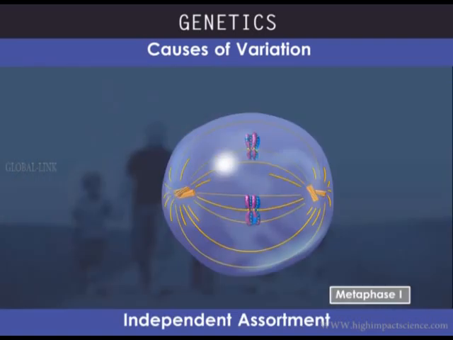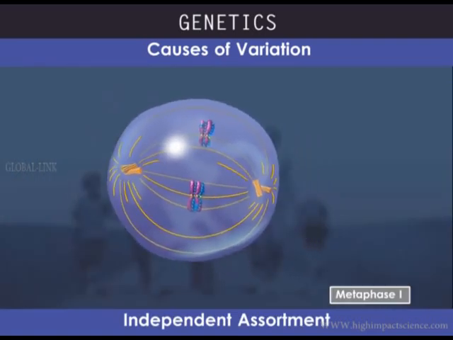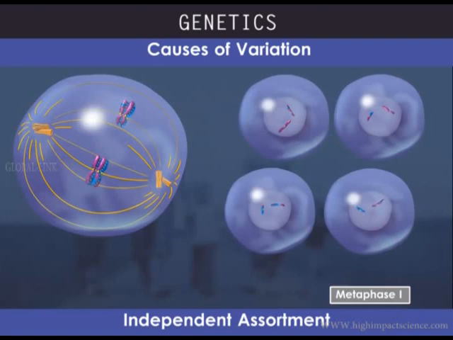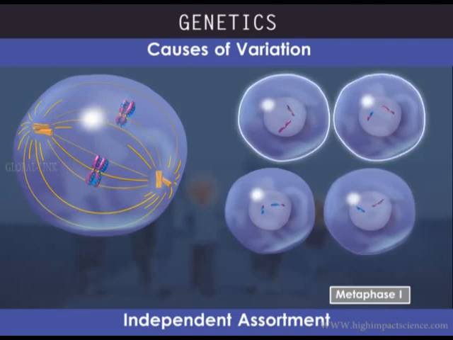In addition to crossing over, during metaphase 1, the pairs of homologous chromosomes align along the metaphase plate and sort independently into 4 daughter cells. This process, called independent assortment, produces 4 genetically distinct haploid gametes.